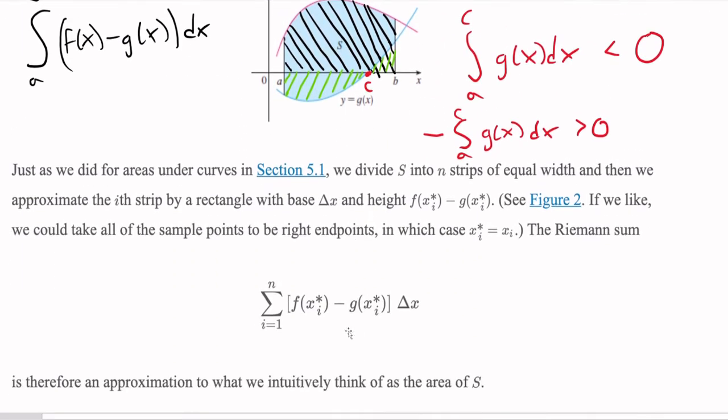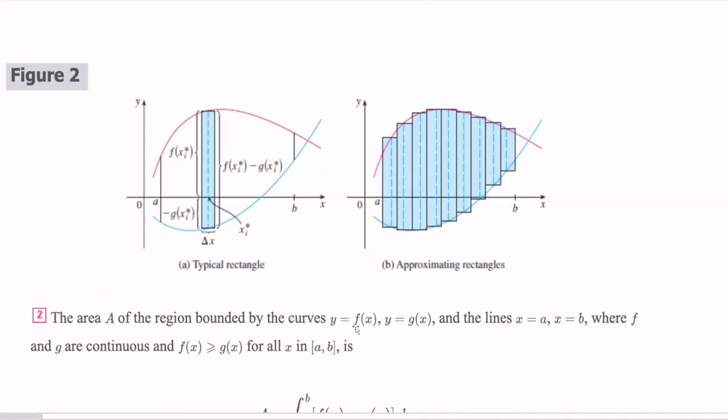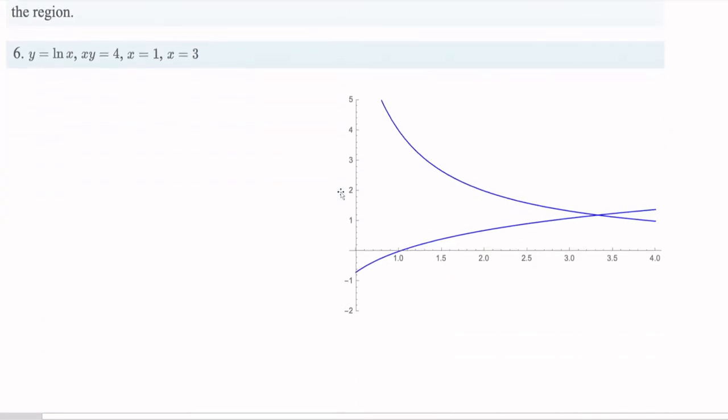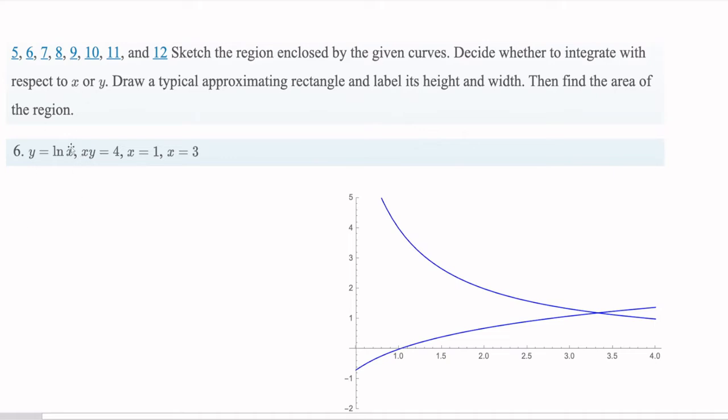So it's a good thing to remind yourself of. Okay, so we've got our formula. So how do we do a problem with this? So here's a problem. y equals log x, xy equals 4, x equals 1 to x equals 3.